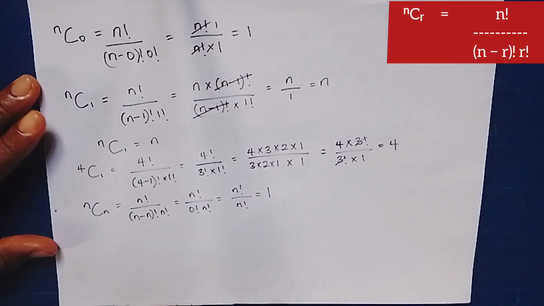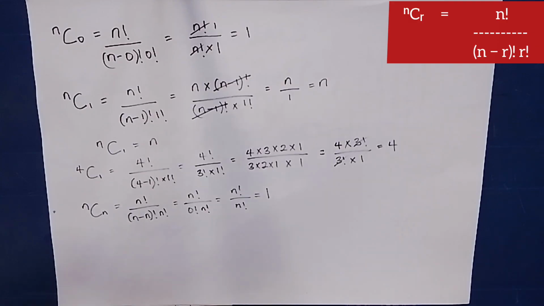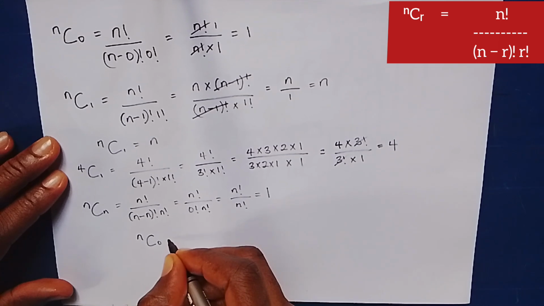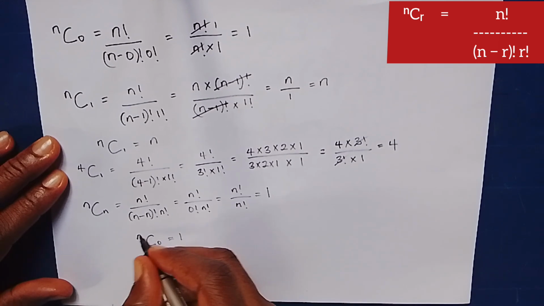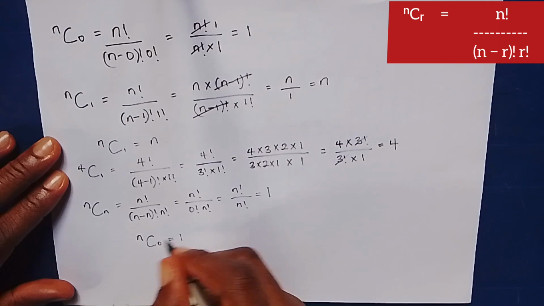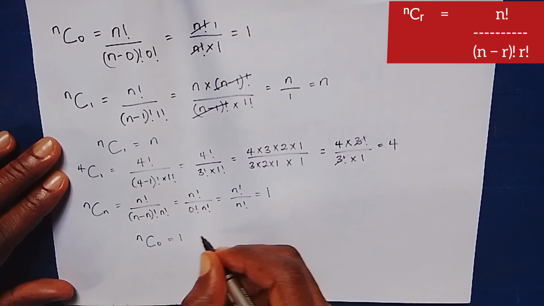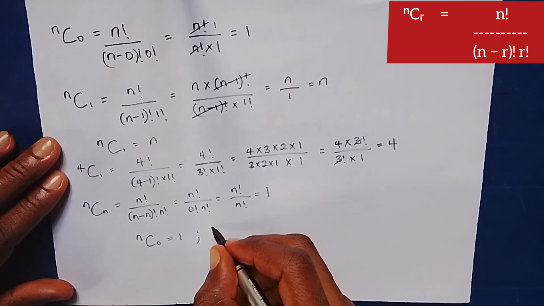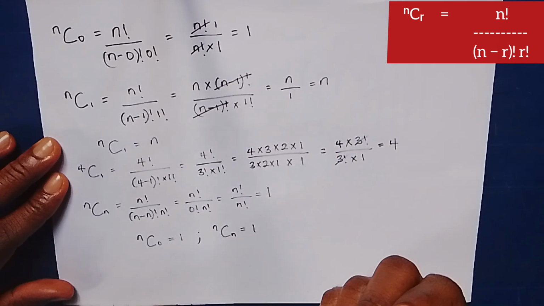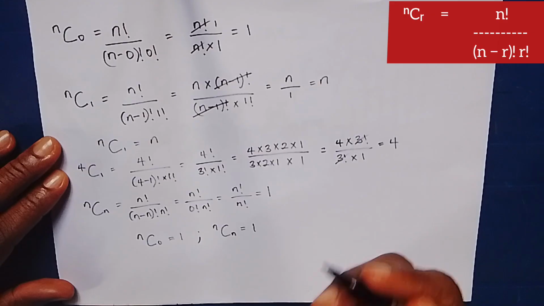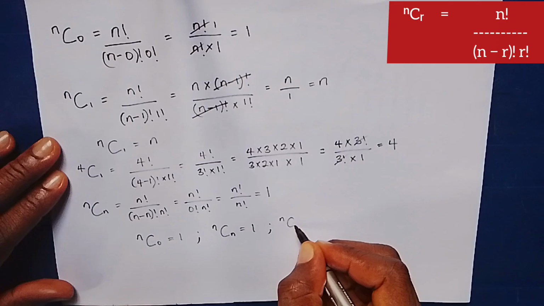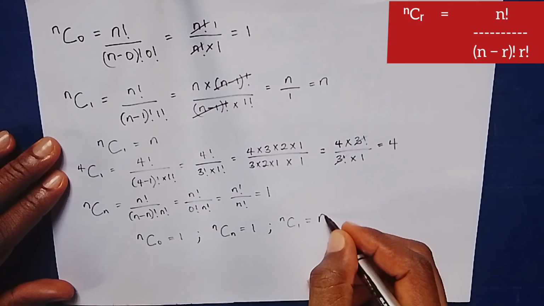So these are the three things I want you to take note of. n combination 0 is always equal to 1, irrespective of what your n is, whether 1 million, 1,000, or 6. Whatever n is, n combination 0 will always be equal to 1. Also, note that n combination n is also equal to 1. That is, 10 combination 10 gives you 1, and 1 million combination 1 million will give you 1. And finally, n combination 1 is always equal to n.